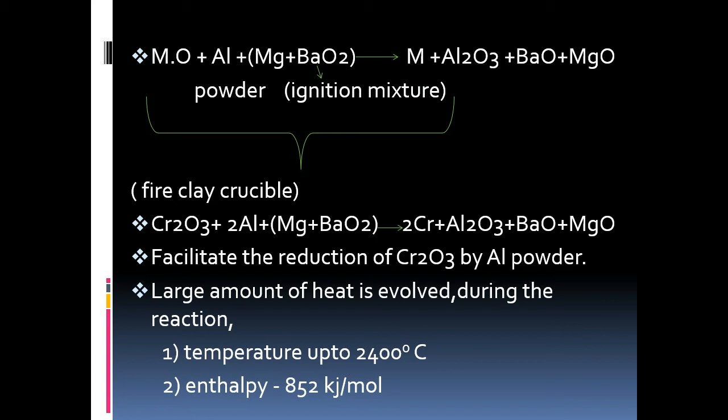And the enthalpy is 852 kilojoule per mole. Enthalpy is nothing but an energy. So when the reaction happens, this metal along with the Al2O3, BaO and MgO, and the 2400 degree Celsius temperature will be evolved along with the energy of 852 kilojoule per mole. So this is the reduction by metal.